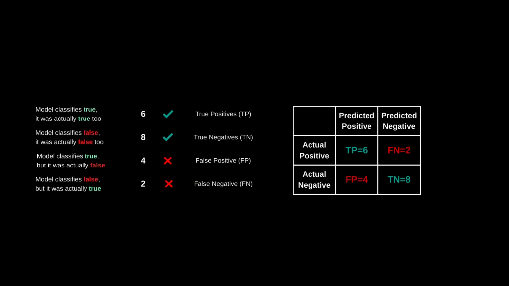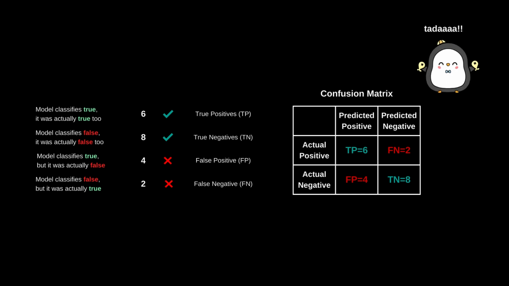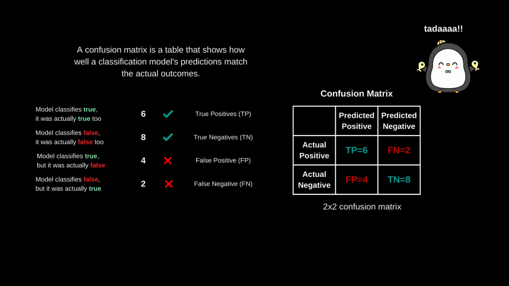So, using this data, we can create a matrix of actual behavior against predicted behavior. This table or matrix that we created for the predictions made by the model is called a confusion matrix. This particular one is a 2 cross 2 confusion matrix because we have only 2 classes. And a confusion matrix is a table that shows how well a classification model's predictions match the actual outcomes. From this confusion matrix, we can calculate a bunch of numbers related to the performance of the model.